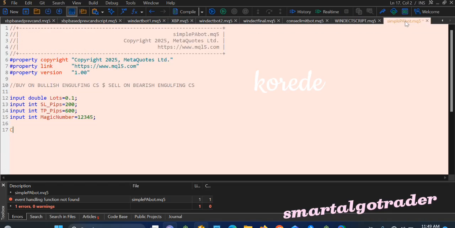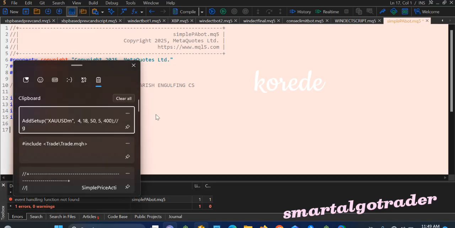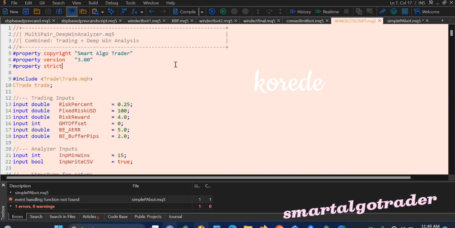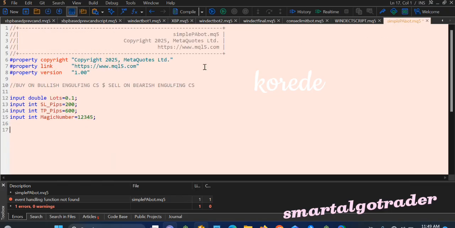Okay, before we use this CTrade, there's what we call this include. Let me copy it from here. If I start explaining this, it will actually take time.